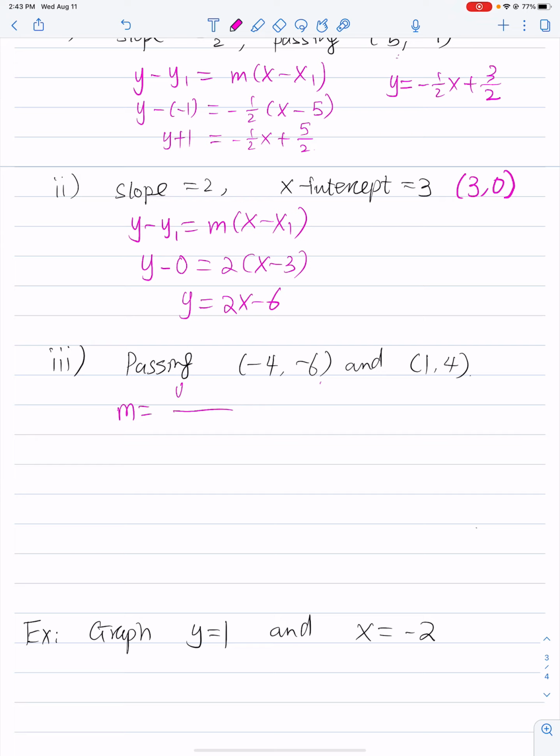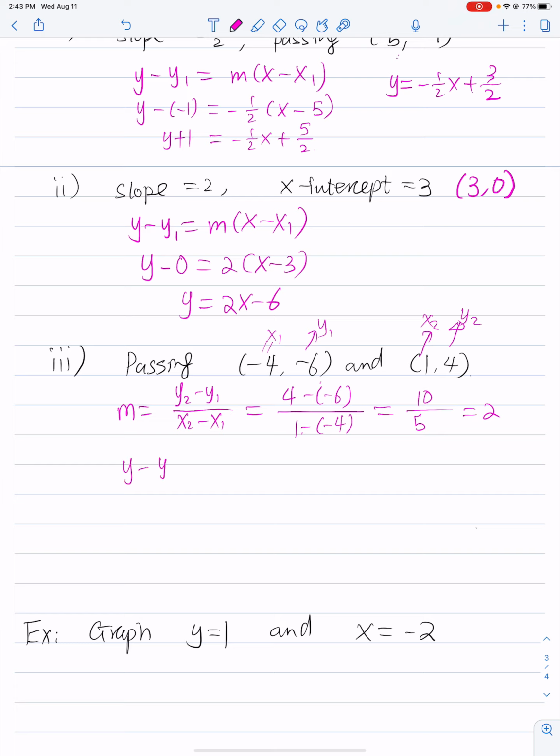Slope, because slope is y2 minus y1 over x2 minus x1, yeah? So this is x1, y1, x2, y2. So it's 4 minus negative 6 over 1 minus negative 4. Minus minus is plus: 10 over, minus minus plus, 5. That's 2. So now we know the slope.